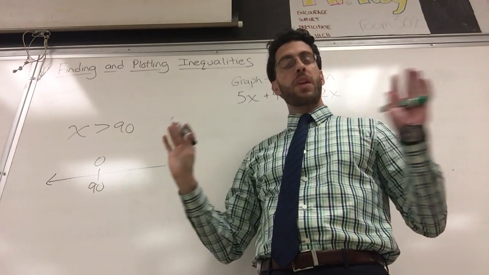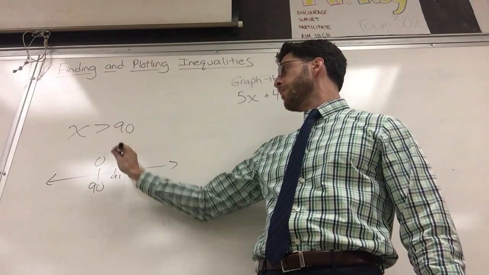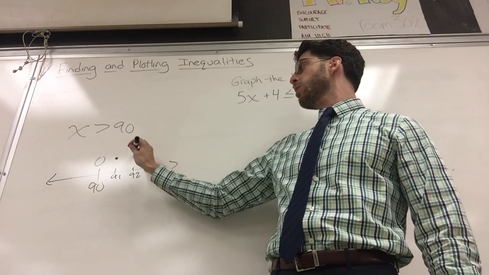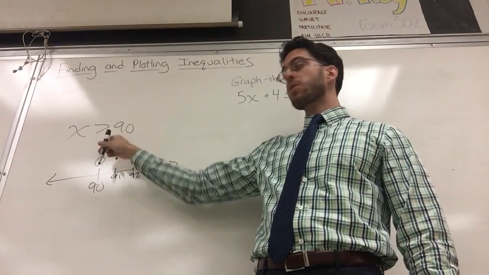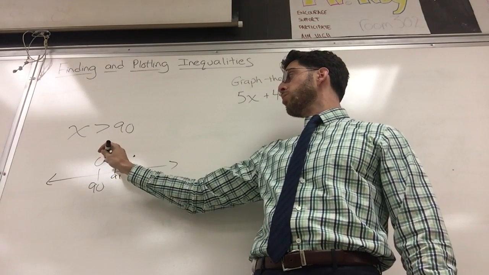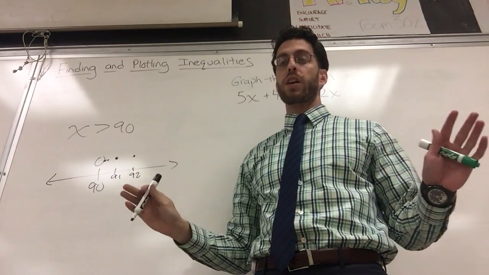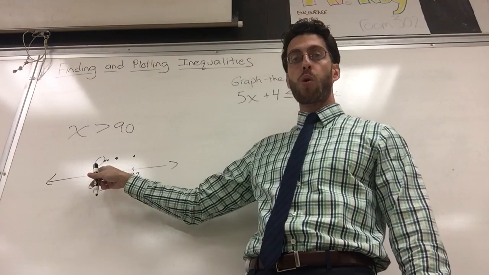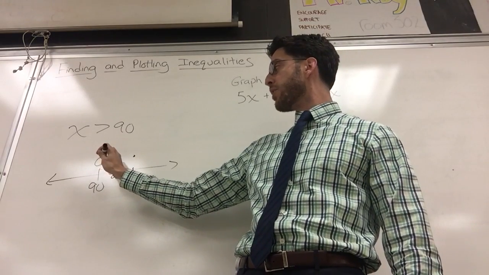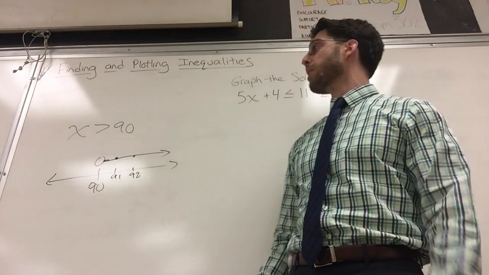Open circle, I'm not including a 90. 90 is not good enough. I'll take a 91, I'll take a 92. Technically, if you're saying this, you'll take a 90.1. You'll take a 90.2. You'll take a 90.5. You'll take anything above a 90, you just won't settle for a 90. You'll even take a 90.00001. Anything right after the 90 is good. So this time it's an open circle. Try to keep that in mind.